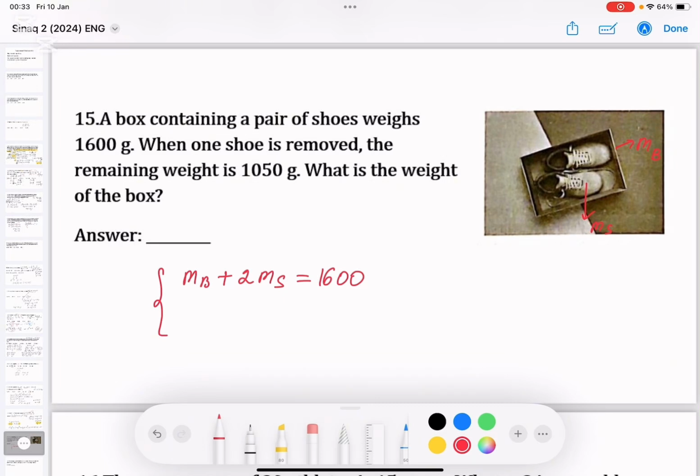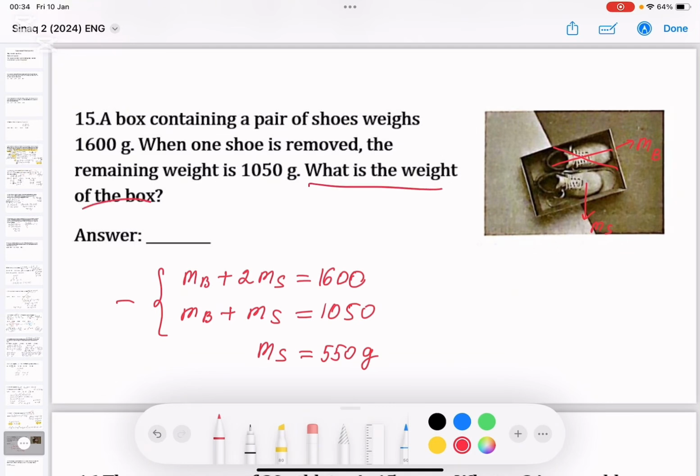So basically, 1 shoe is taken. We have the mass of the box plus the mass of 1 shoe left. That is equal to 1050. That's it. We have a system of equations that we can solve. Let's subtract both sides. So the mass of the shoe would be 1600 minus 1050, 550 grams.